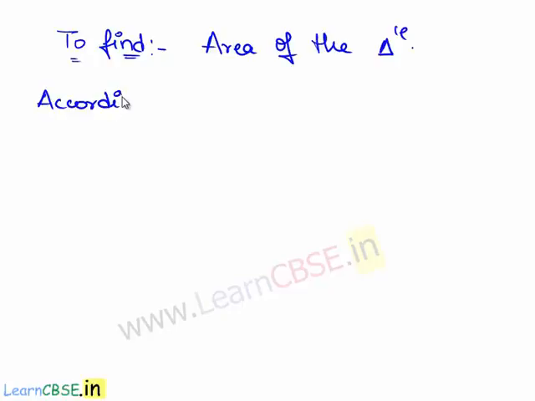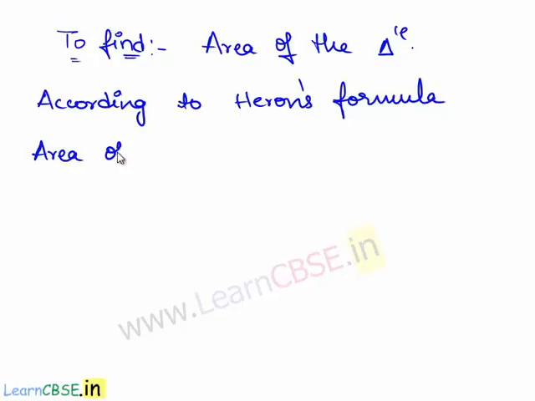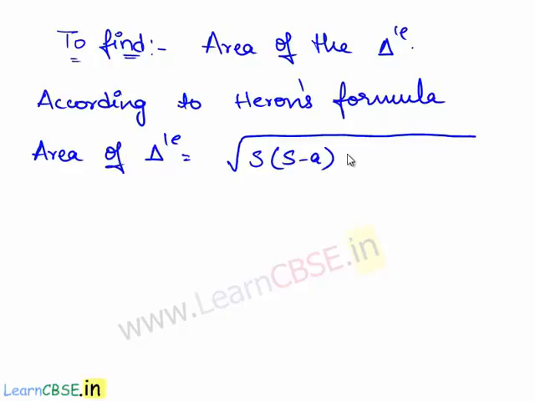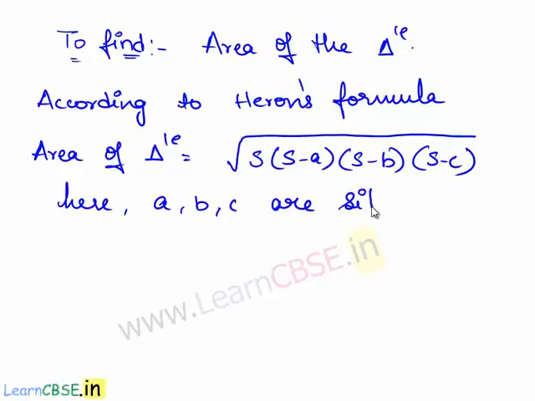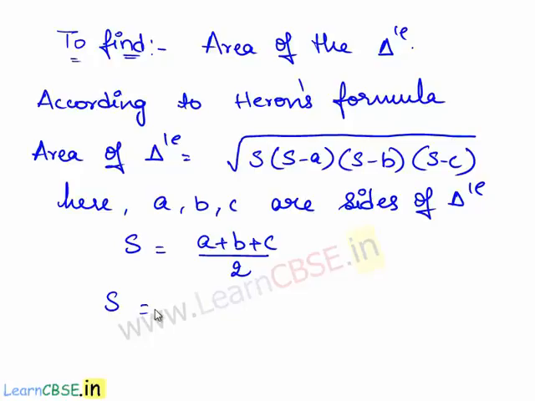According to Heron's formula, area of the triangle is equal to square root of S times S minus A times S minus B times S minus C. Here A, B, C are sides of the triangle and S is equal to the semi-perimeter, that is A plus B plus C divided by 2. So now let's find the semi-perimeter, that is S is equal to 12 plus 12 plus 6 divided by 2, that is equal to 30 divided by 2, which is 15 centimeters.